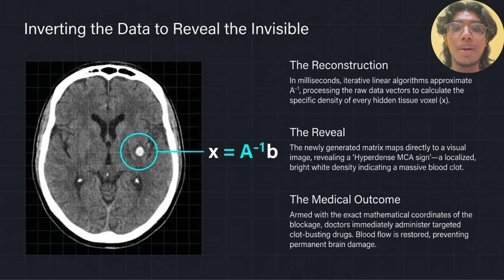In the image, a bright white density may indicate the presence of a blood clot. Once the doctor can see the exact location of the blockage, they can make faster and more accurate medical decisions. This allows them to give targeted clot-busting treatment, restore blood flow, and reduce the risk of permanent brain damage.